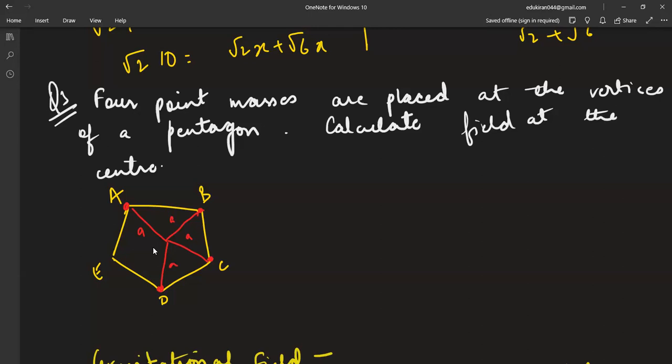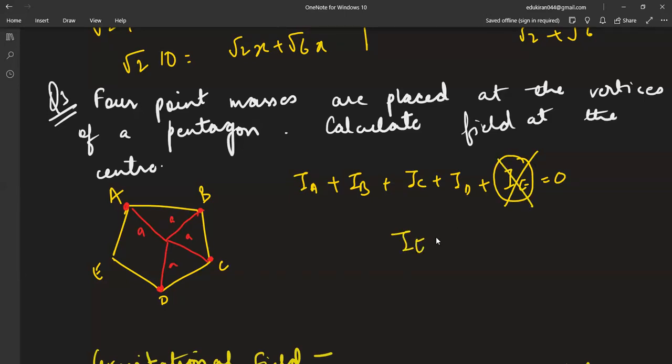Right? So gravitational field, I think we specifically talked about, and you people made the figures also. So this is also a symmetrical figure. A regular pentagon is a symmetrical figure. So if the fifth mass is also present, then IA plus IB plus IC plus ID plus IE will be 0. Now see, what is missing? Out of this, IE is not present. So what is IE equal to? IE is equal to the negative of IA plus IB plus IC plus ID.